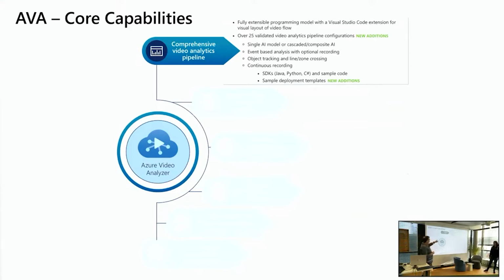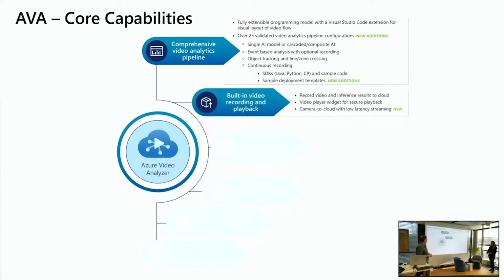And what AVA allows you to do is define these pipelines in a way that they have the same structure across the edge and the cloud in Azure. Okay. So this is the first highlight.